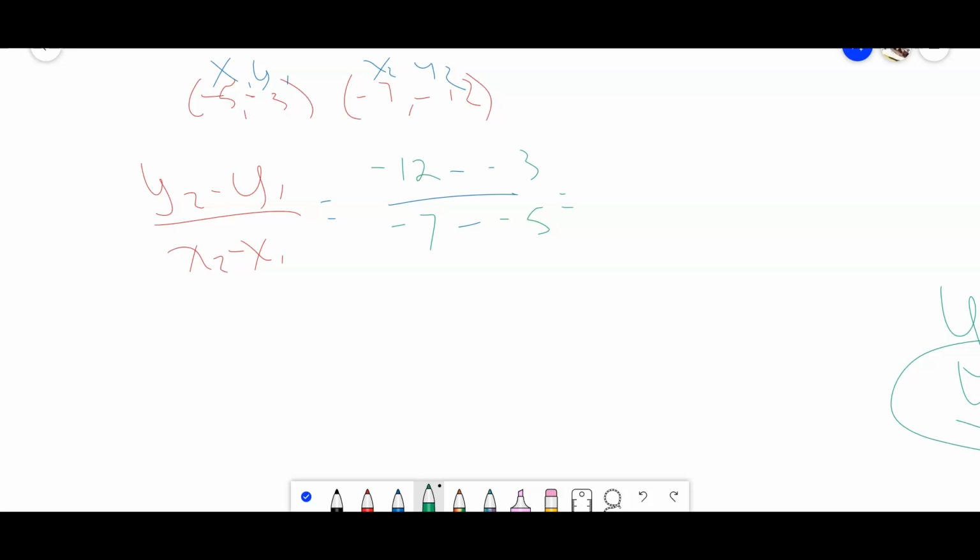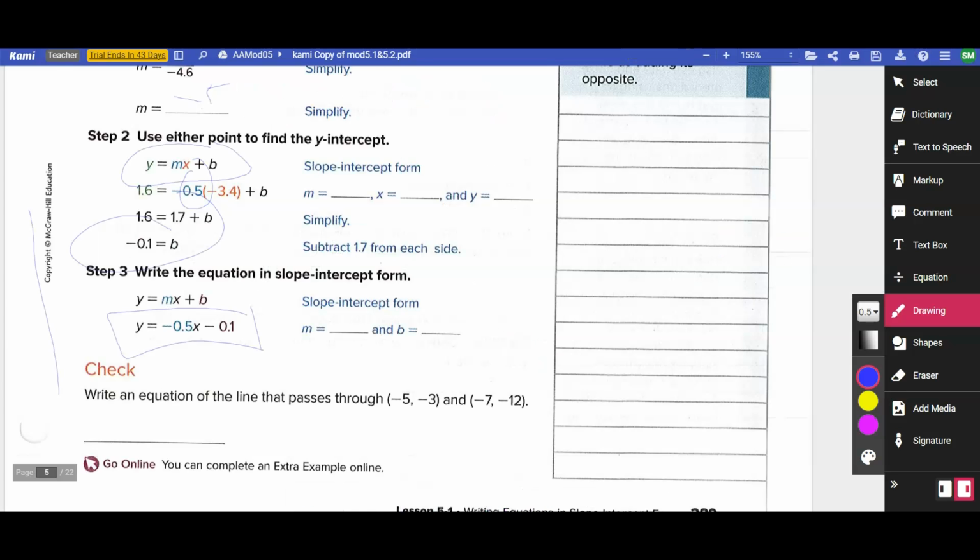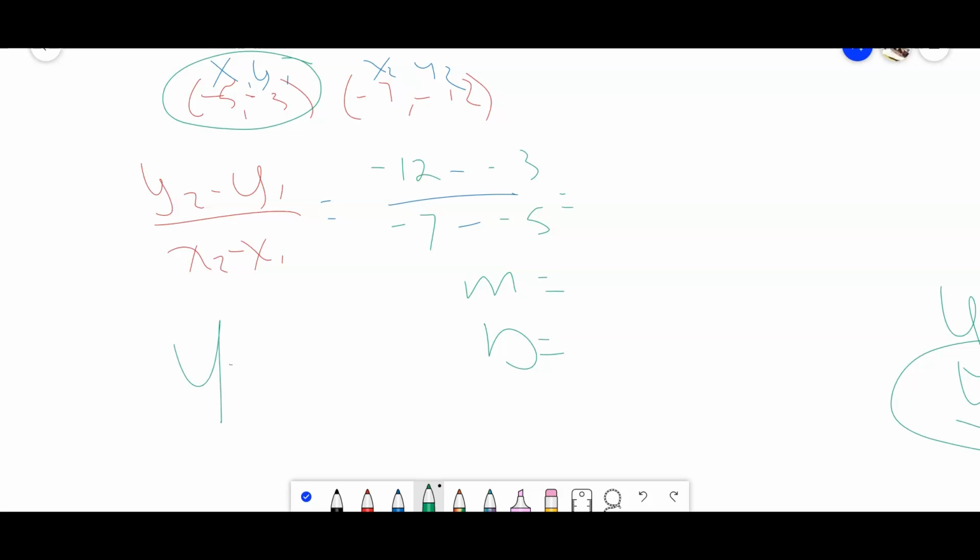Go ahead, do the math, find your slope. After you find your slope, put in this problem here, that ordered pair there, to find your b. Then I want the equation of the line in slope-intercept form. So you have to give it in y equals mx plus b format. Go ahead and do that now.